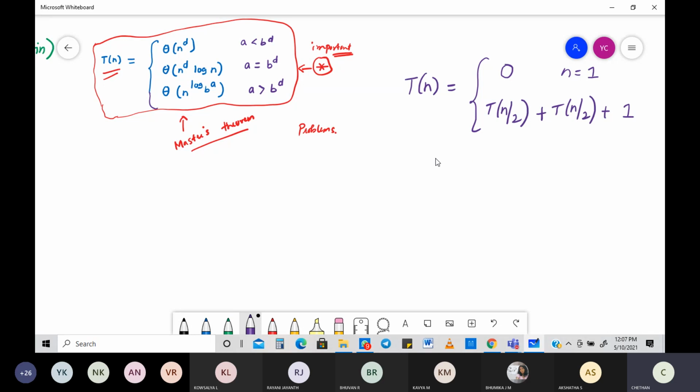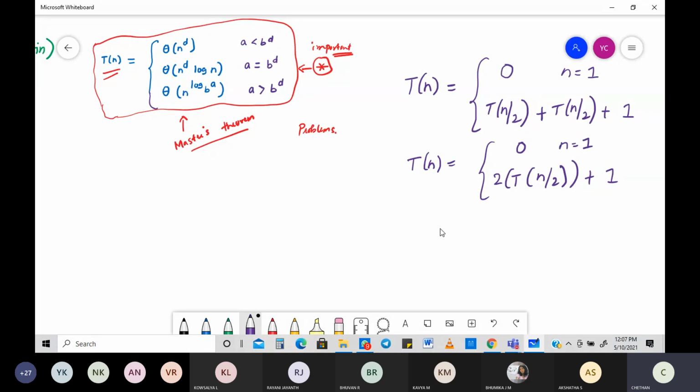Can I write this entire thing like this? 0 when n is equal to 1, and then write this, plus 1. Is it correct? Yes, very much correct. I can clearly write it like this. Two times T of n by 2.